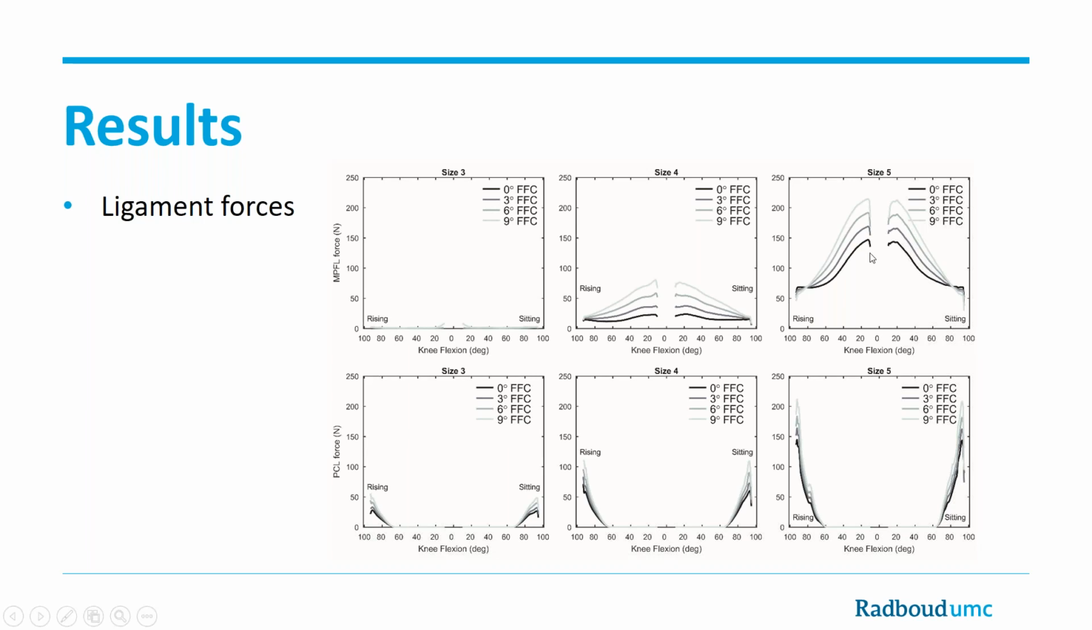The general effect of flexing the femoral component is that it increases the forces in the ligaments during rising from a chair. However, the effects are much more visible in extension, where the flexion of the femoral component is most evident. Secondly, we can also appreciate that if we downsize from size 5 to size 4, for instance, the force in the ligaments will undergo a serious drop. So this also needs to be taken into account.